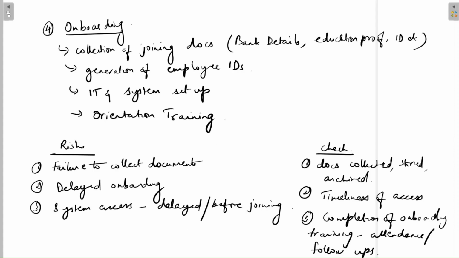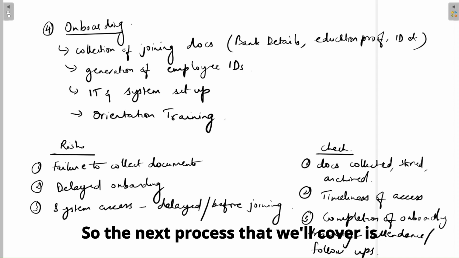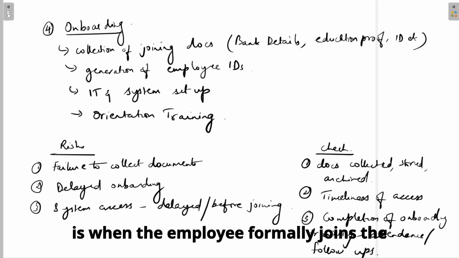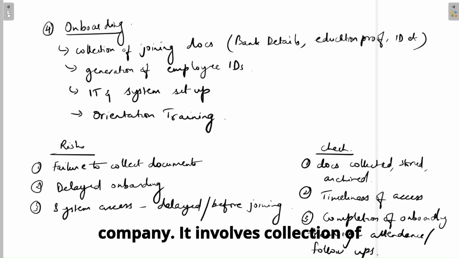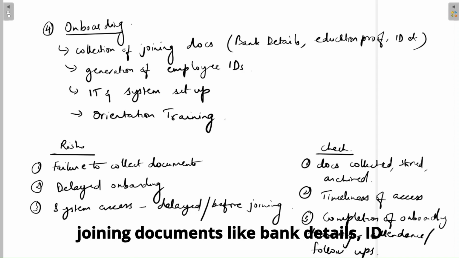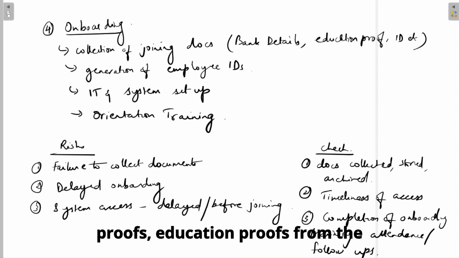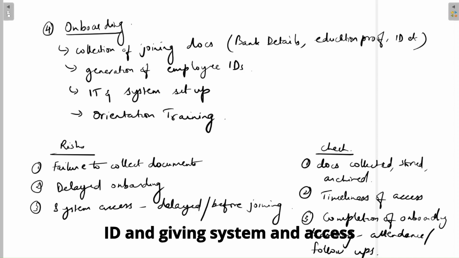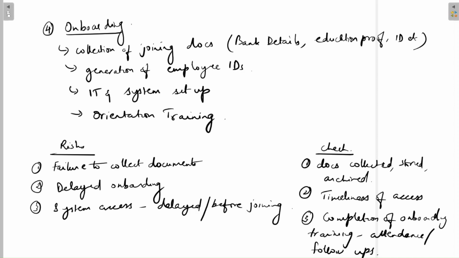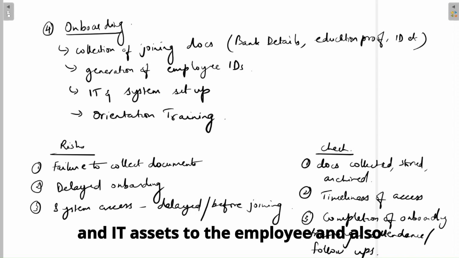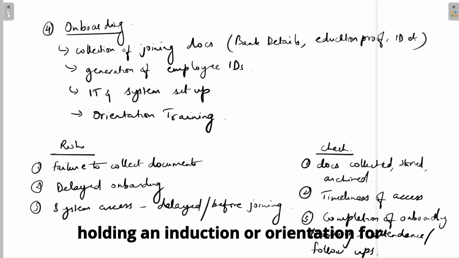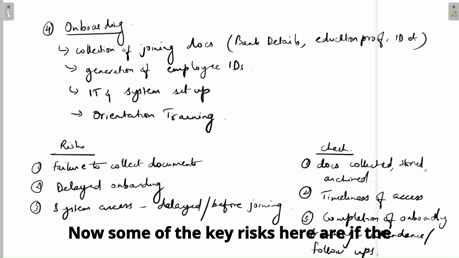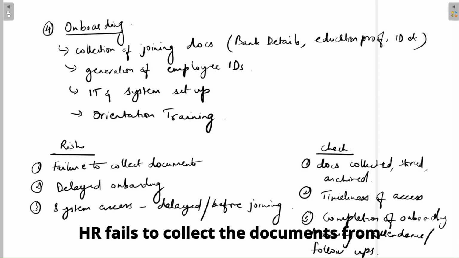So the next process that we'll cover is onboarding. So what happens here? This is when the employee formally joins the company. It involves collection of joining documents like bank details, ID proofs, education proofs from the employee, and generating the employee ID and giving system access and IT assets to the employee, and also holding an induction or orientation for the employees.